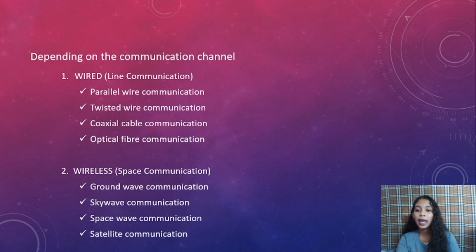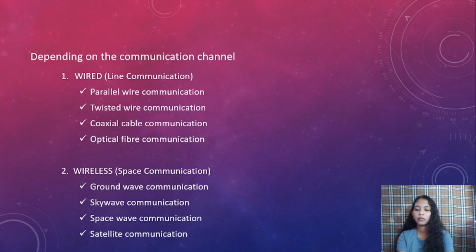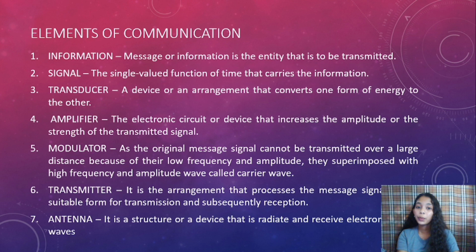The second is wireless or space communication. It includes ground wave communication, skywave communication, and space wave communication and satellite communication. We're done with the types of communication system. Next is the elements of communication.